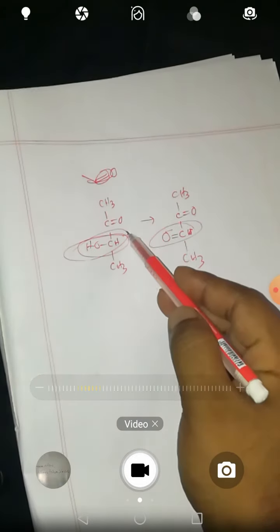Suppose you don't know what's going on here, it's difficult to predict. Look, this part is unchanged, this part is unchanged, but from here 2 hydrogens have been removed, and removal of hydrogen is known as oxidation. So this reaction must be oxidation. In another way, this is alcohol, this is ketone. So the secondary alcohol is oxidized to ketone.